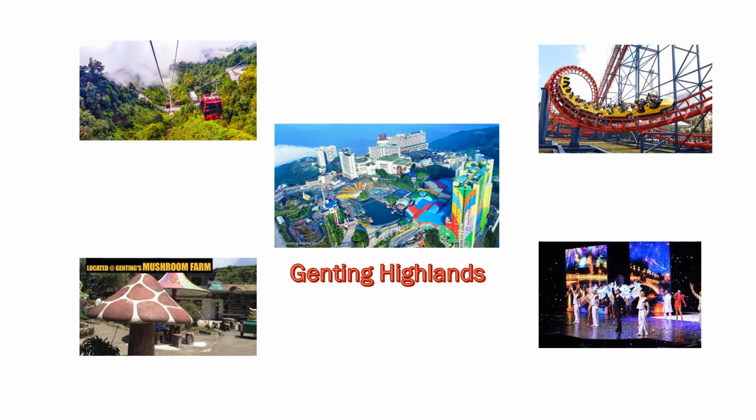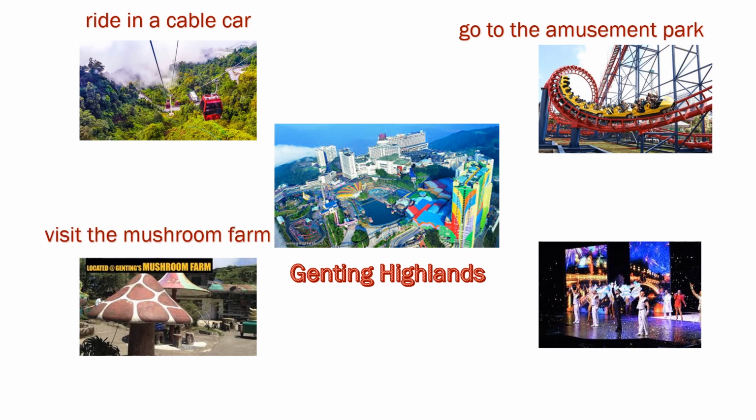When you go to Genting Highlands, first you ride in a cable car. You go to the amusement park, you visit the mushroom farm, and also you watch a magic show. So these are the things that you do there. Okay, so you have to change this into the simple past tense. So you have to write, rode in a cable car, went to the amusement park, visited the mushroom farm, and also watched a magic show.